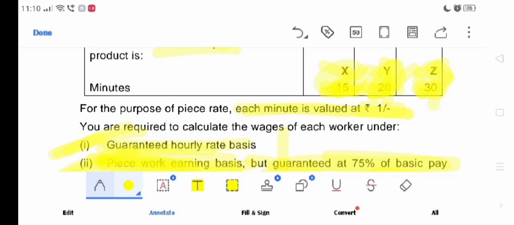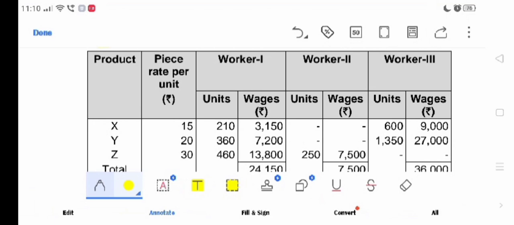So here there are three products, X, Y and Z. For each unit of X they pay 15 rupees, for each unit of Y 20 rupees, and for each unit of Z 30 rupees. You know why? Because according to the minutes these came up, and for a minute they pay 1 rupee. That's why 15, 20, 30. Nothing mysterious.